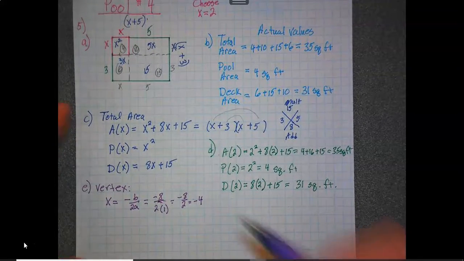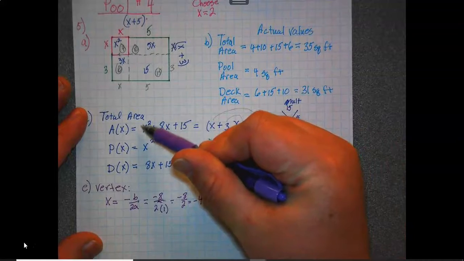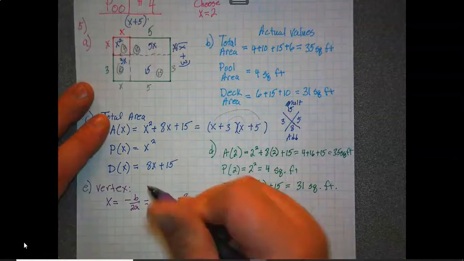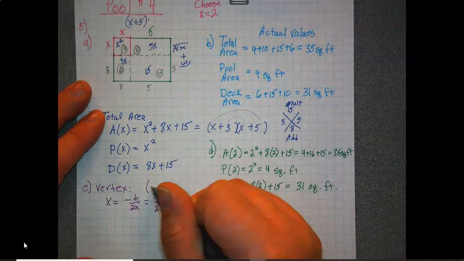Where did I get 1? That's my a, the coefficient of x squared. Okay, so that's my x-coordinate of the vertex.